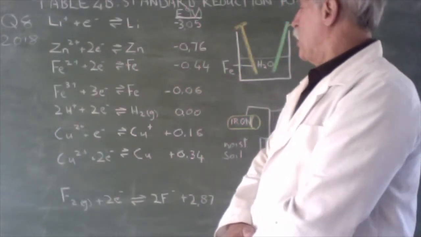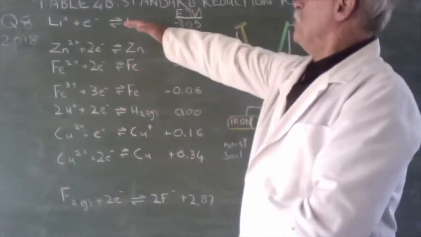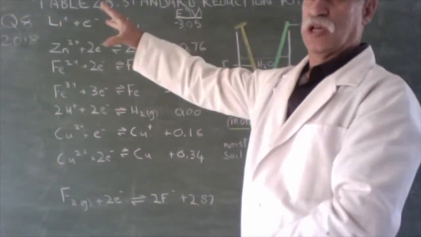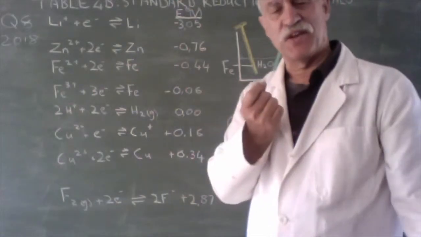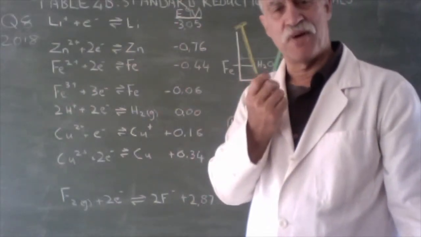So the ones at the very top like to lose electrons the most. I always think of electrons as like E-bucks or money.